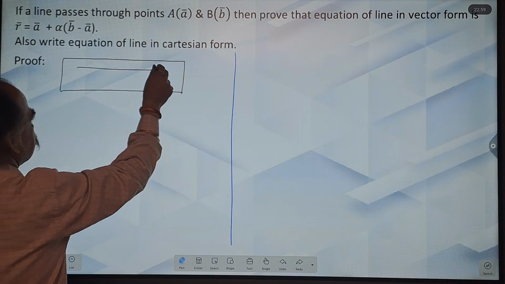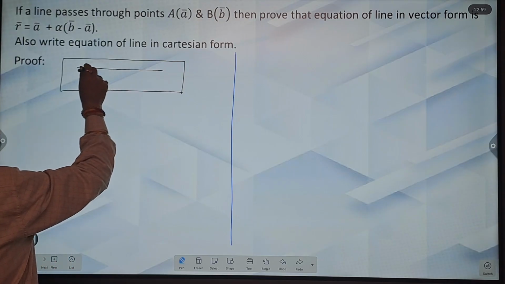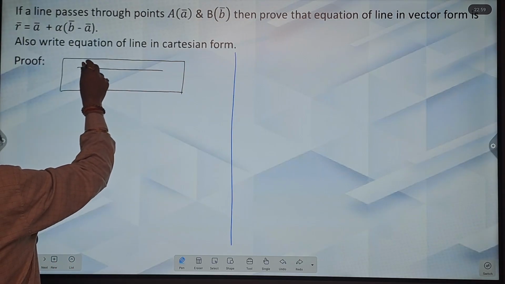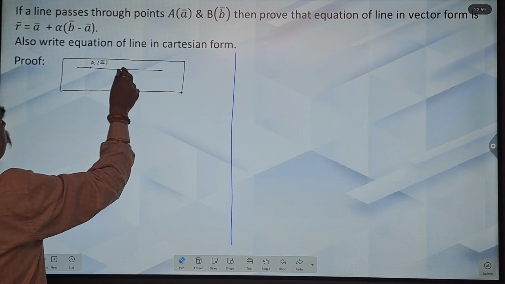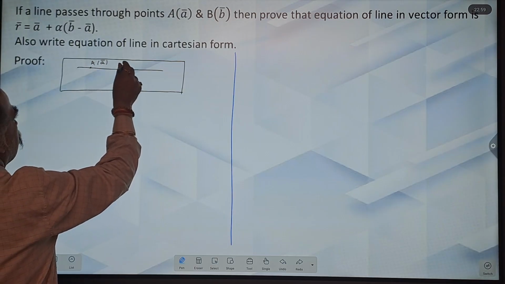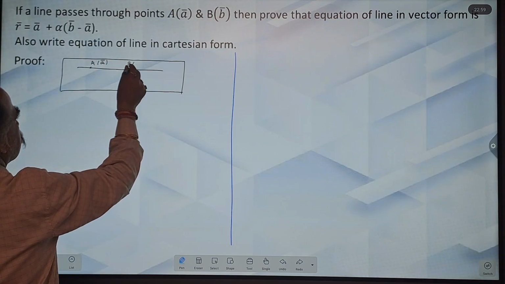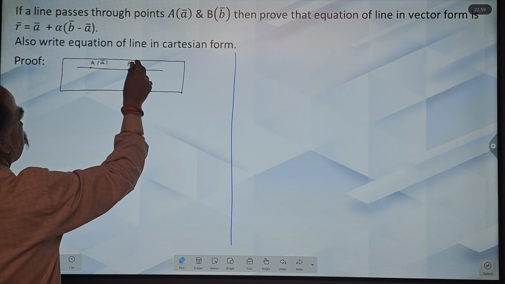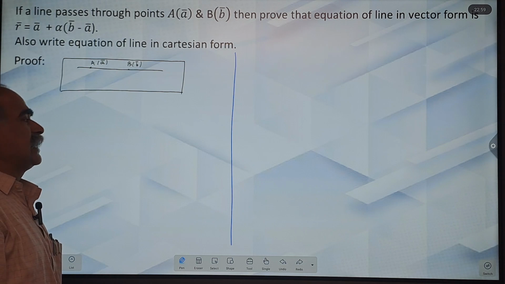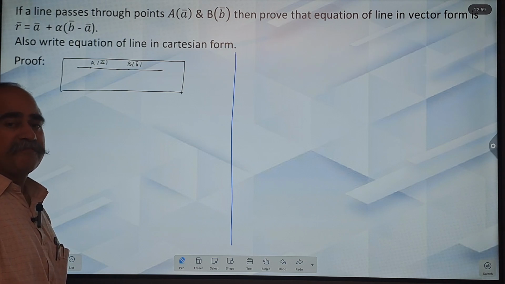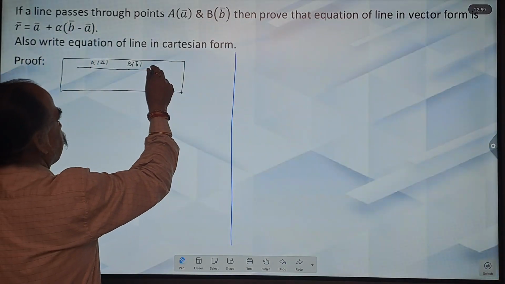This is line which passes through point A bar and B bar. As you know, line is a locus. To find equation of locus, we take one point on it. Be any point on required line.